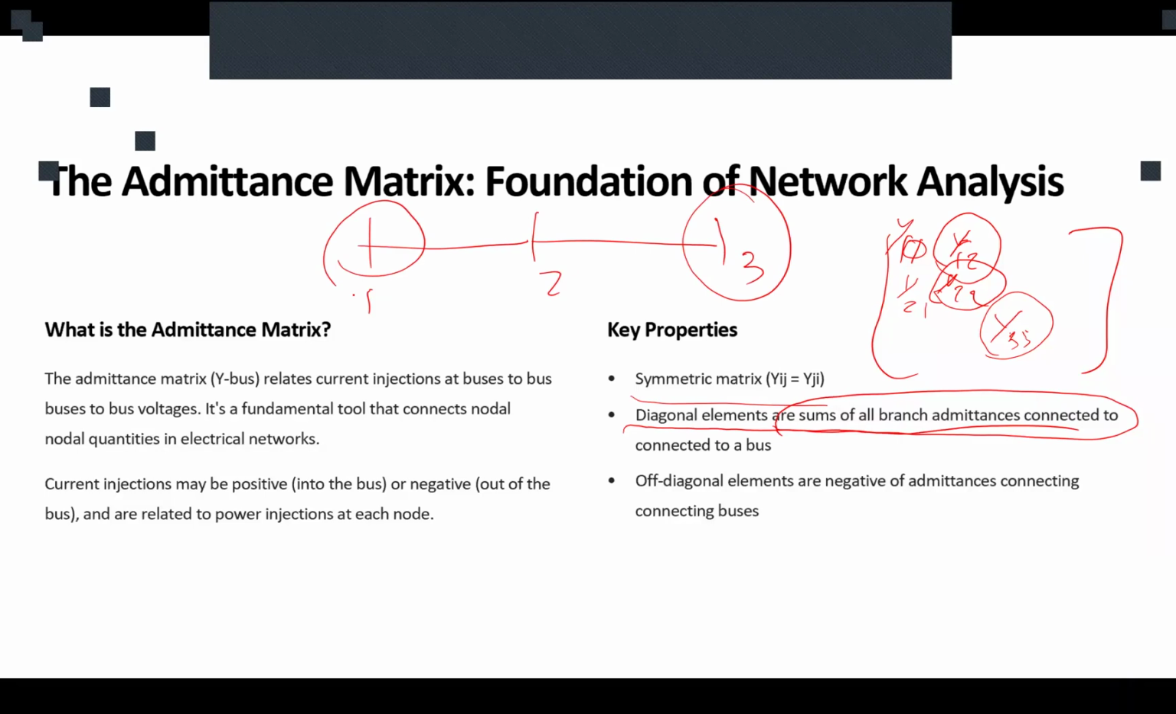So individually, y11 is the sum of all the admittances connected to that bus. So maybe there is another line here that connects 1 to 4. Now, y11 is the summation of this admittance and this admittance.